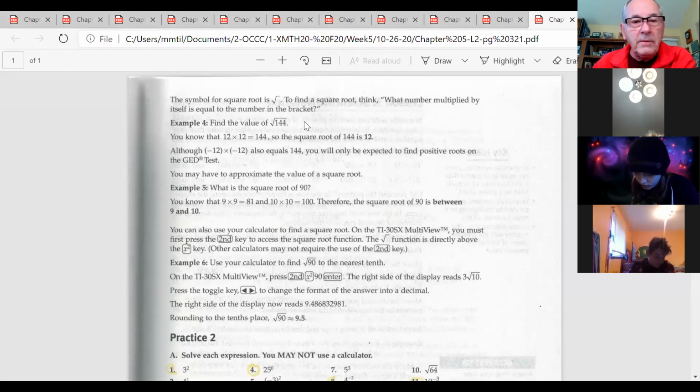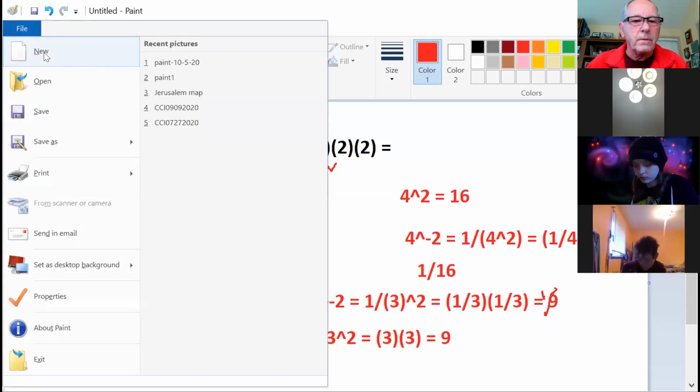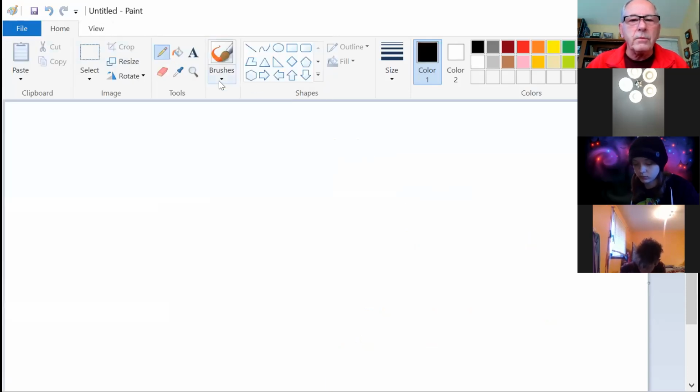So now we use the radical sign. Okay, this is the square root. The radical is the little thing that looks like a divisor sign. Let me stop sharing, share. Okay, so let me clear this board here.